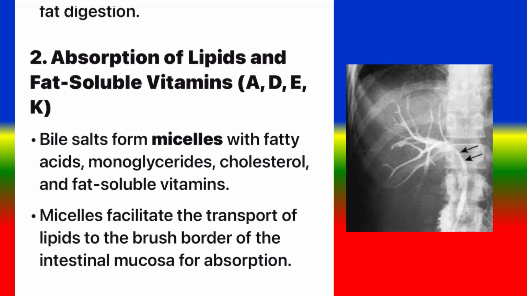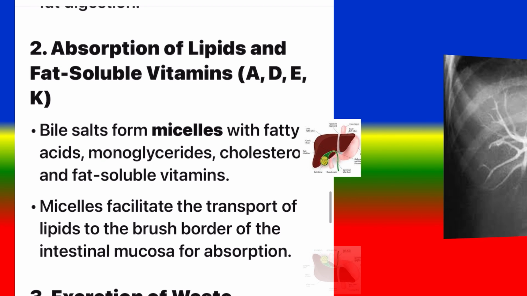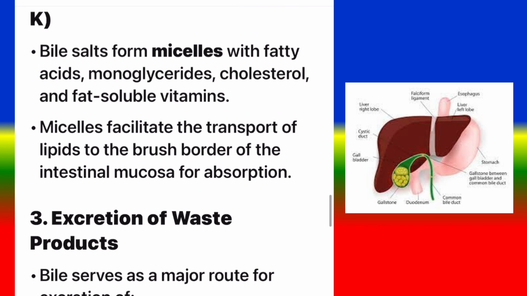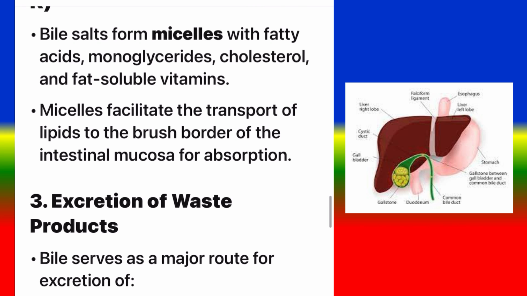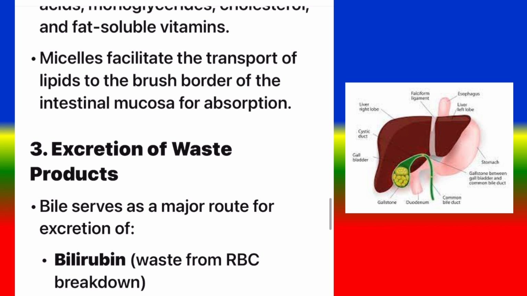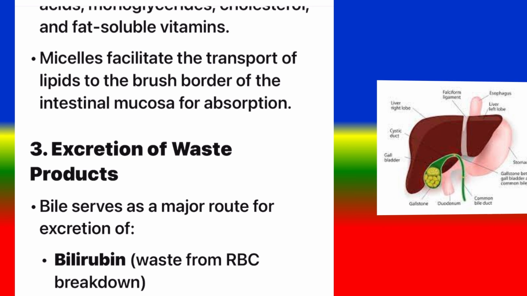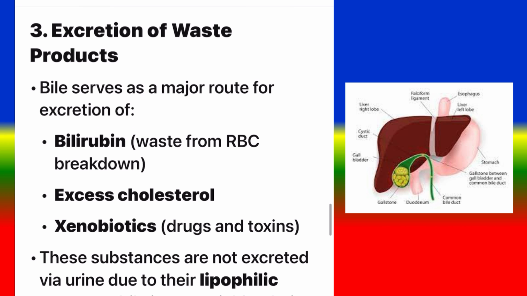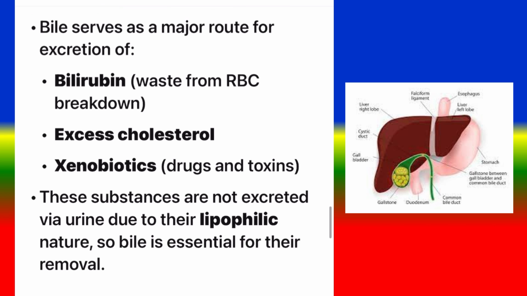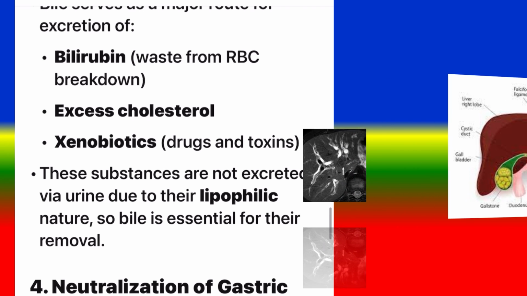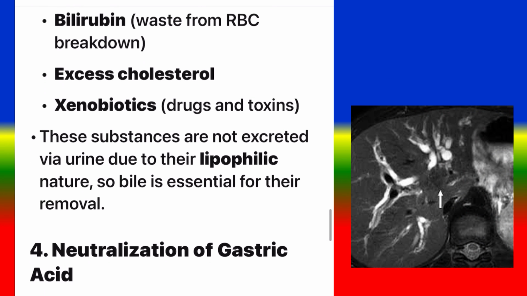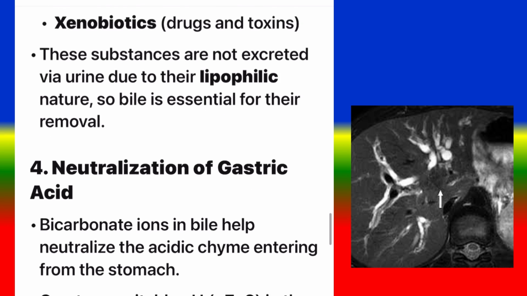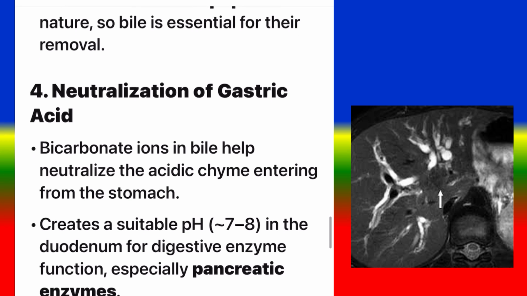2. Absorption of lipids and fat-soluble vitamins A, D, E, K. Bile salts form micelles with fatty acids, monoglycerides, cholesterol, and fat-soluble vitamins. Micelles facilitate the transport of lipids to the brush border of the intestinal mucosa for absorption. 3. Excretion of waste products. Bile serves as a major route for excretion of bilirubin, waste from RBC breakdown, excess cholesterol, xenobiotics, drugs and toxins. These substances are not excreted via urine due to their lipophilic nature, so bile is essential for their removal.